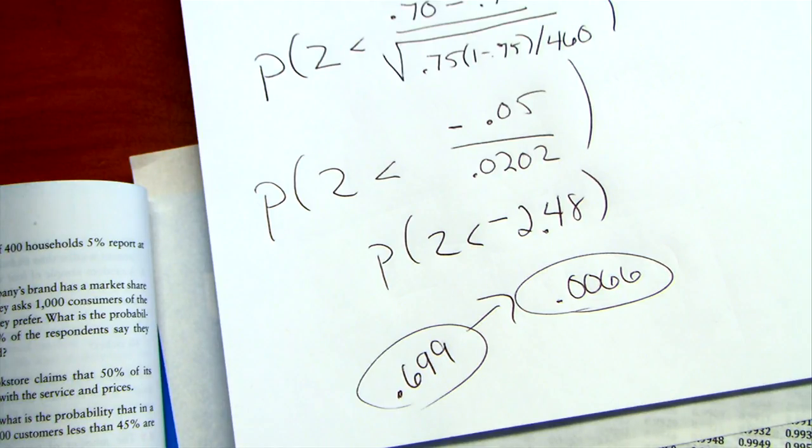Anything? Brad? Yeah, there's a chance that if it truly is 75%, I sample 460 and I get less than 70, but it's unlikely. It's very unlikely. So that makes me think either something was wrong with my sampling, or maybe that original claim was inflated as well.